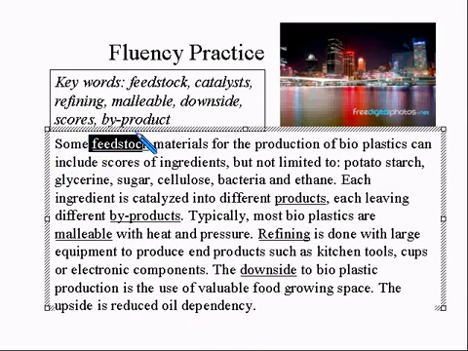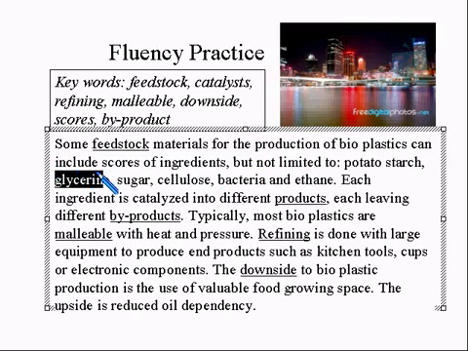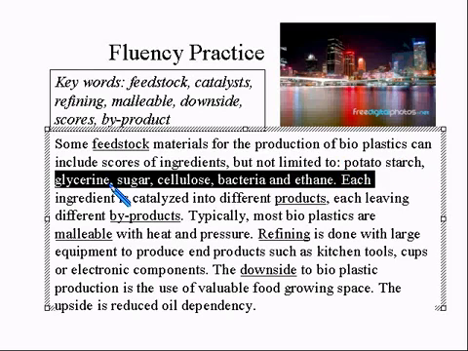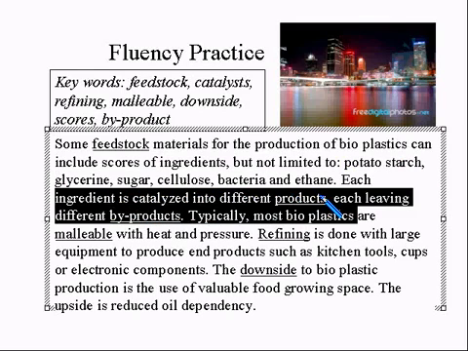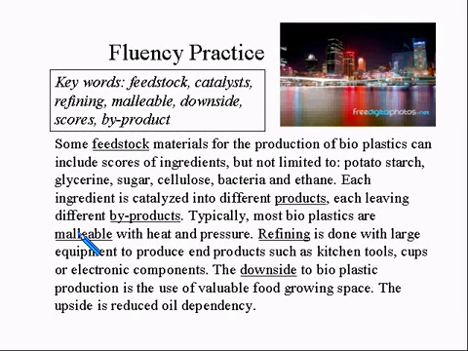So you take your feedstock material, which includes glycerin, sugar, cellulose, bacteria, ethane, and potato starch. You then catalyze it into different products, which makes your byproducts. You can change the shape with heat and pressure. You can also change the shape with large equipment to produce your end products, which are the kitchen tools, cups, electronic components, etc. The problem is that we use our food growing space to produce junk. The good thing is that it reduces our oil dependency.